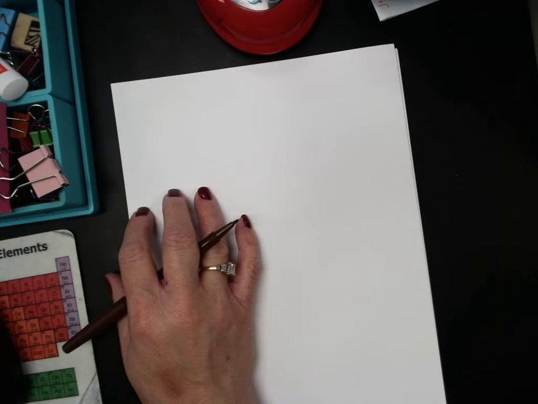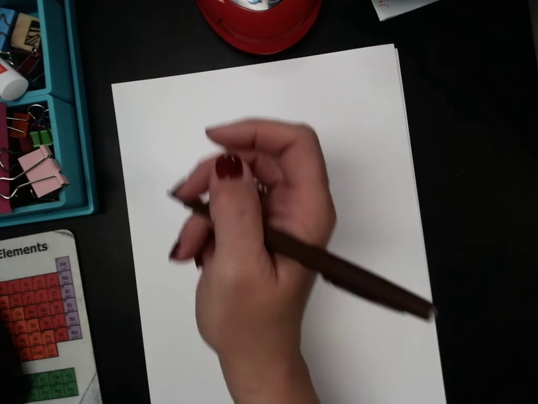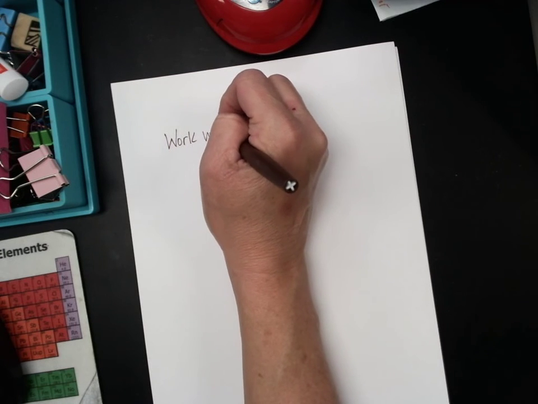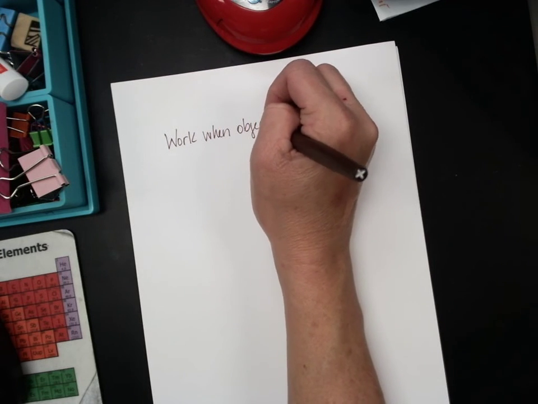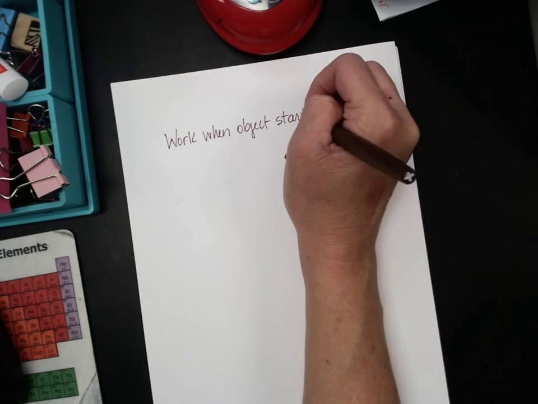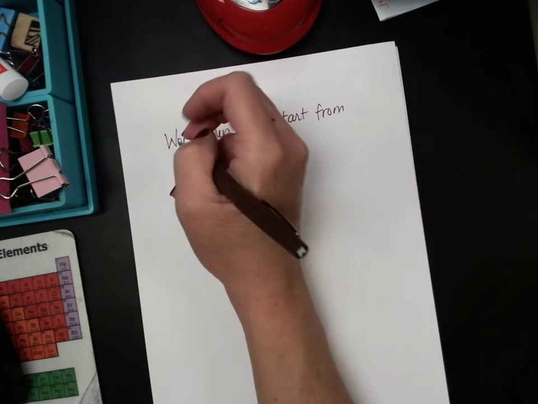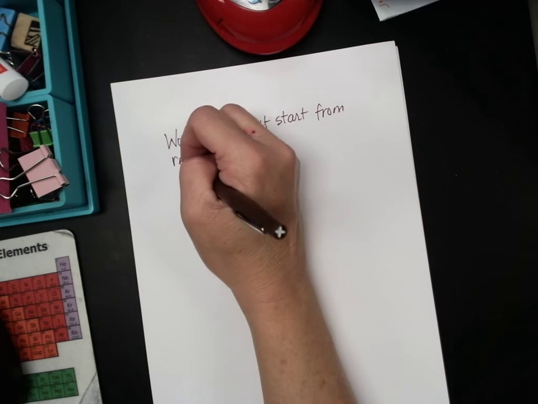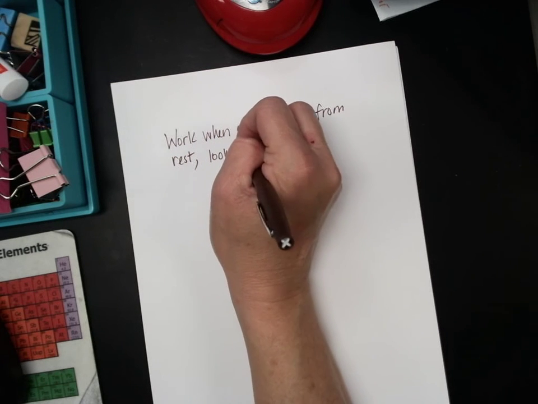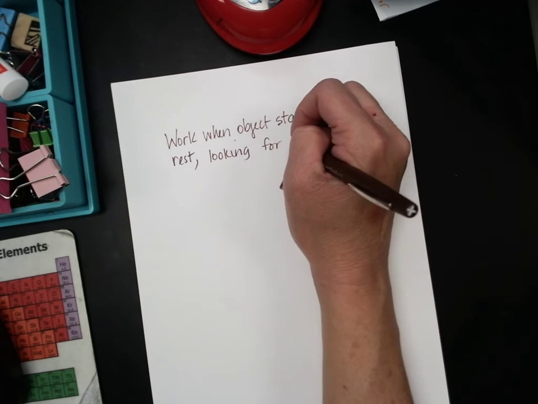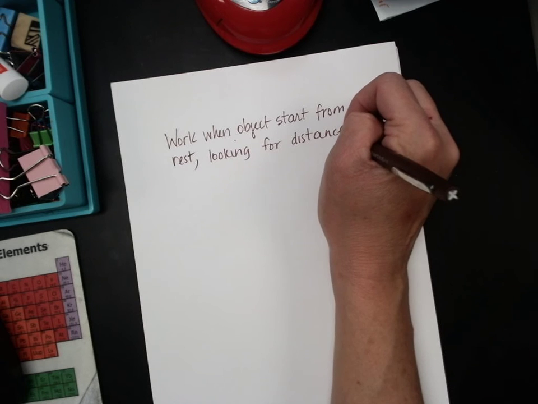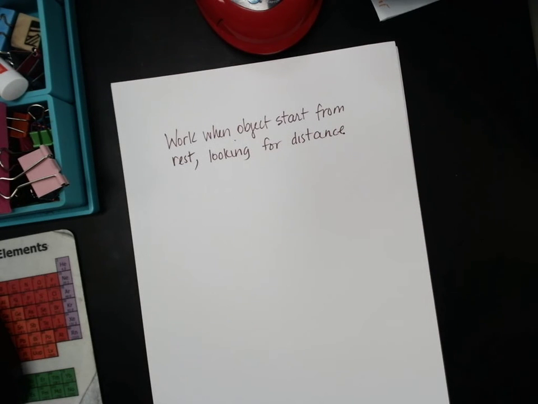Two new formulas that I want you to put on your card. The first one, this formula will work when an object starts from rest, and let's say you're looking for distance. We can use this formula.